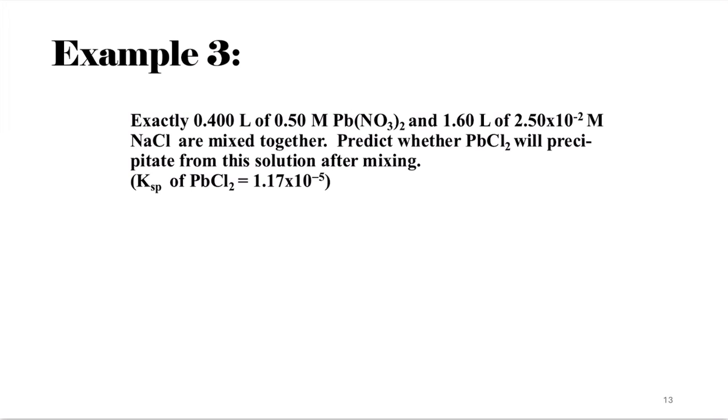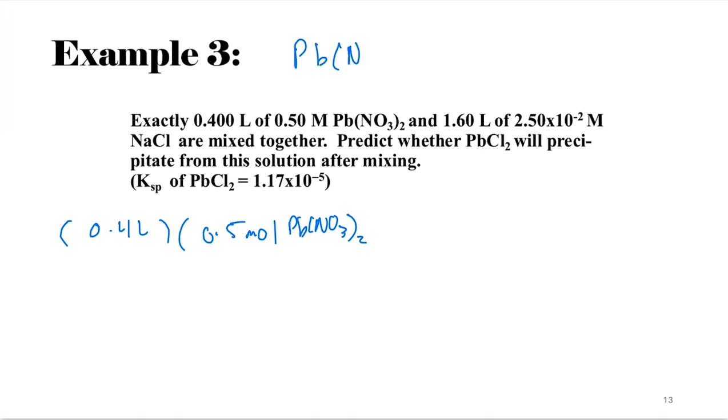You can do, if you have 0.4 liters of lead nitrate times 0.5 molar, and what are the units of molarity? Moles over liters. So this is Pb(NO3)2, and I mentioned this last time, and I would tell you guys this if it was a problem. This is a strong electrolyte. And what was a strong electrolyte again?